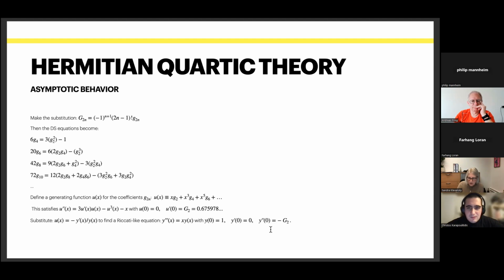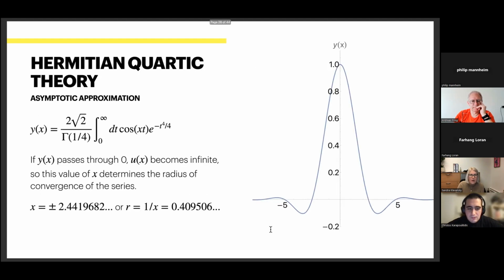Okay, right. So in fact, you can solve this, and the solution for y is a cosine transform. Now, if y passes through 0, then u becomes infinite. So this value of x determines the radius of convergence of the series. The first time that that happens, at least when x is positive, is at the value plus 2.44, or in fact, the radius of convergence is exactly this number, 0.409506. So that's where it comes from. So we can even understand why this number comes out in our asymptotic approximation.